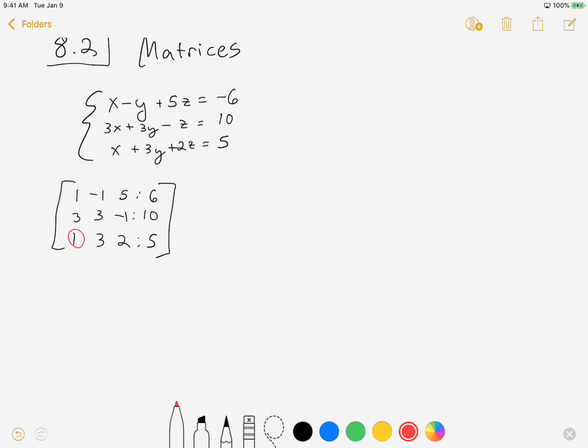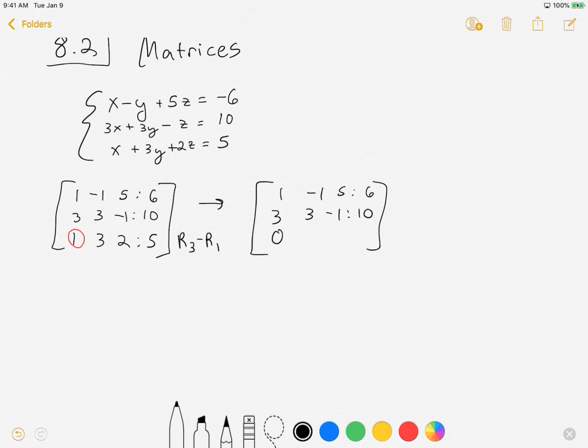Let's say we want to get rid of that 1. We can get rid of that, again, using our row operations. We can do row 3 minus row 1. I write that beside row 3 because that's the one we're replacing. So if I do that, top row doesn't change, second row doesn't change. It's the third row that's changing. So 1 minus 1 is 0, 3 minus a negative 1 is 4, and 2 minus 5 is negative 3, 5 minus 6 is negative 1. Oh, excuse me. 5 minus a negative 6 is negative 11. Sorry.